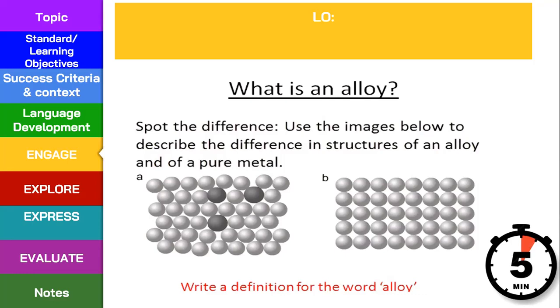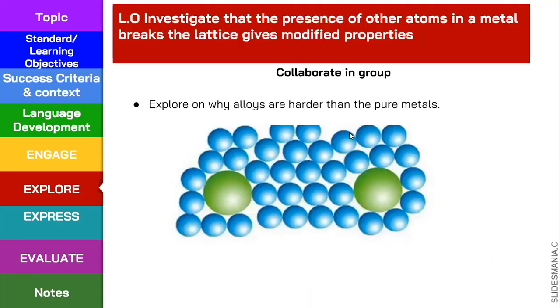That A is an alloy because there are two differently sized or differently colored balls in there, representing maybe two different metals. And B is a pure metal because there is only one kind of atomic structure, one colored balls, or one same size balls. So that gives us the idea B is a pure metal and A is an alloy. Okay. So explore why alloys are harder than pure metals.